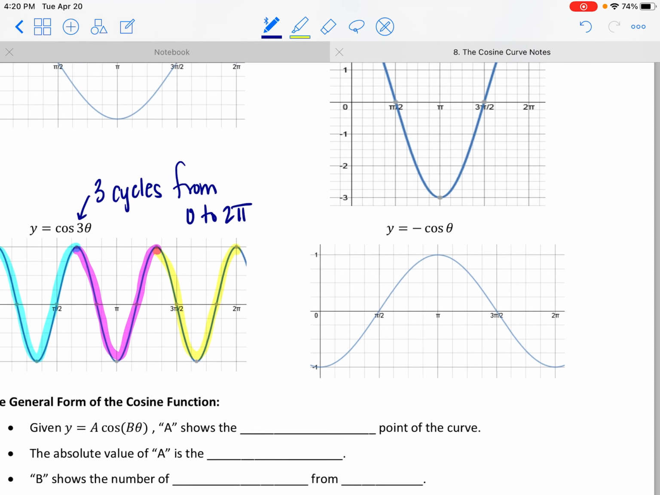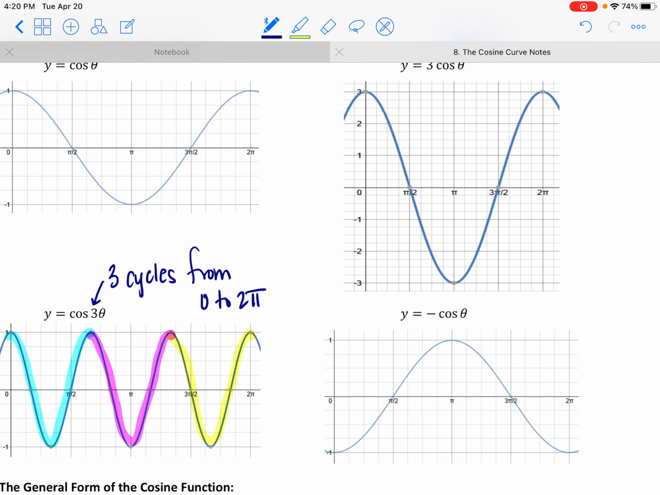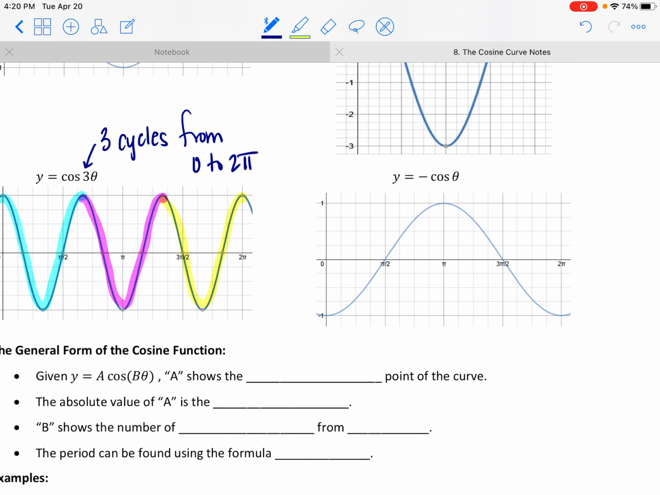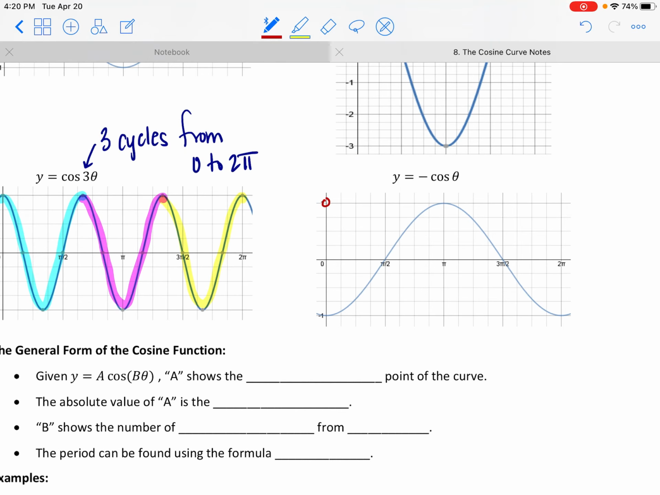Okay, and then we also know the negative. The negative is reflecting the graph over the x-axis. And so instead of our graph starting at its max of 1, if we reflect over the x-axis, it starts at its min. So this reflection over the x-axis, the effect is it starts at the minimum instead of the maximum.